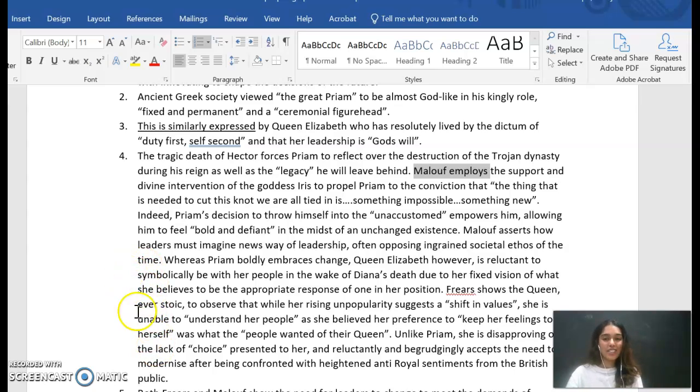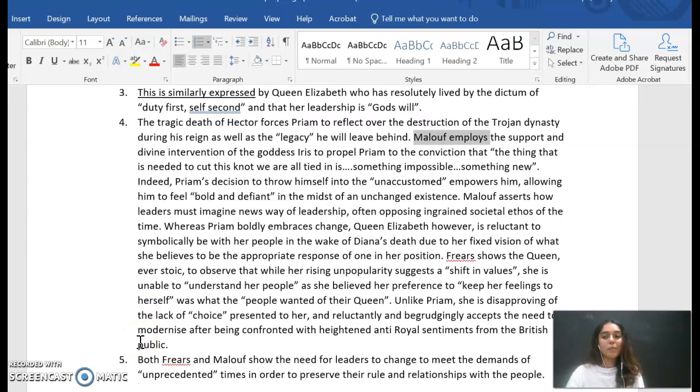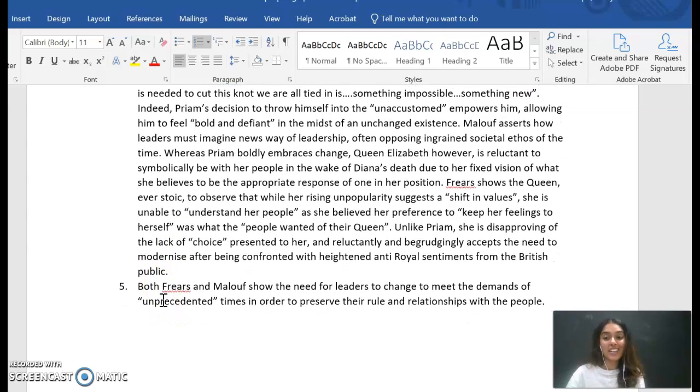So the main difference here is that, and I'm about to finish, basically while Priam is embracing change, Elizabeth is reluctantly doing so. I'm summing this up in my last sentence. Both Frears and Malouf showed the need for leaders to change to meet the demands of unprecedented times. Okay, thanks. Bye.